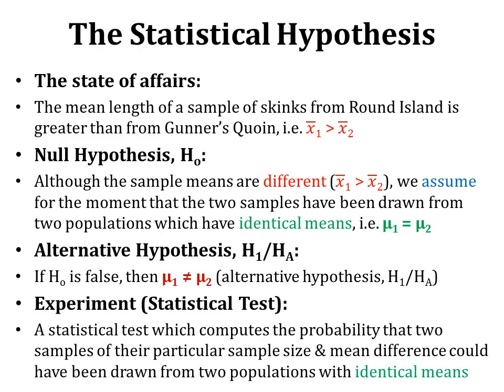So how are we going to test the hypothesis? By doing the experiment. An experiment in this case is a statistical test. A statistical test computes the probability that two samples of their particular sample size and mean difference could have been taken from two populations with identical means. So this is the statistical test that we are going to use. And if the statistical test reveals the null hypothesis to be true, we will accept it. And if it reveals that the null hypothesis is not true, we will reject it and we will accept the alternate hypothesis. So this is the basis of statistical testing.